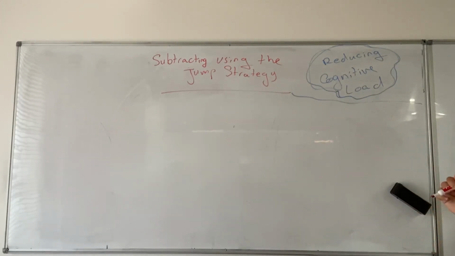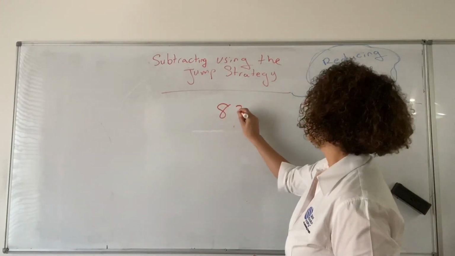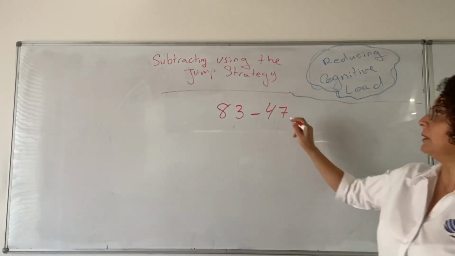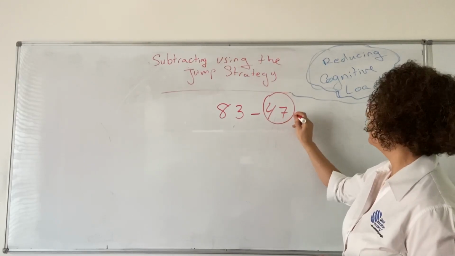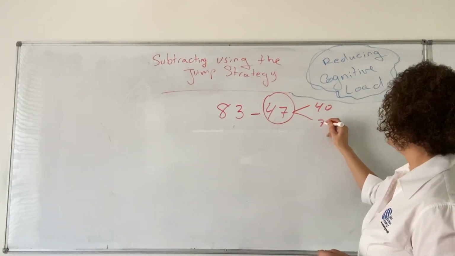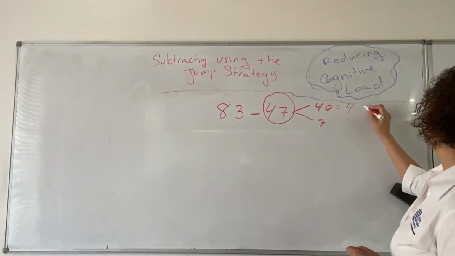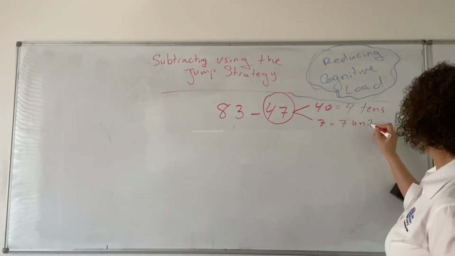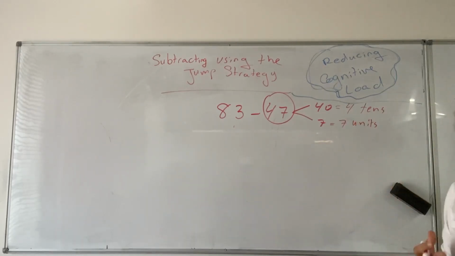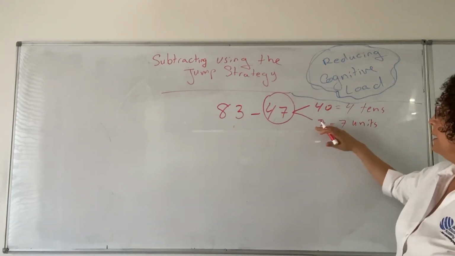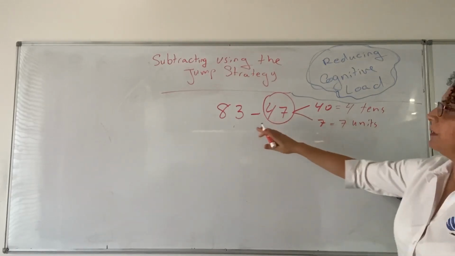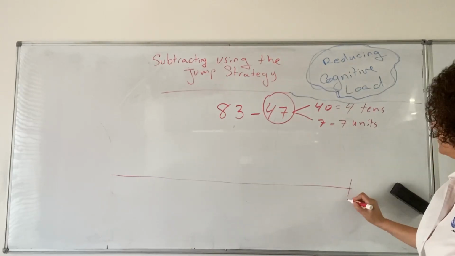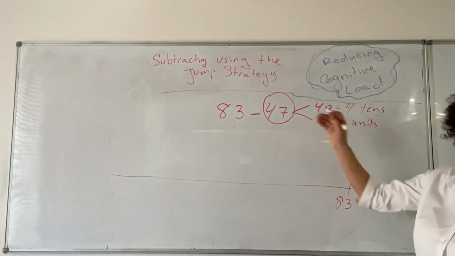So let's have 83, take away 47. Again, make sure they understand that 47 is made of 40 and 7. So the 40 is 4 tens, and the 7 are 7 units. Now the 7 units can be broken down into different units, so let's leave it to the end. But let's take away from the 83, let's take away 40. So that's our number line.